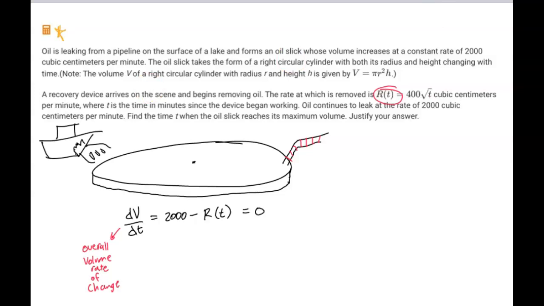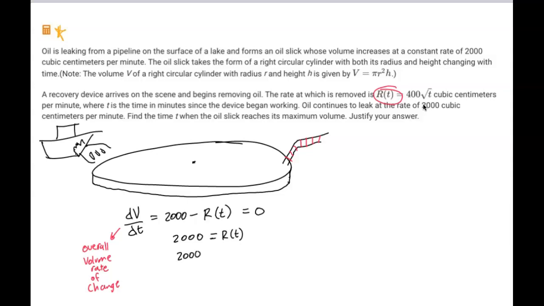Okay, so then 2,000 equals R of T, yeah? And so this is where using your calculator could be helpful. You could probably solve this by hand. I could plug in 400 root T, solve that by hand, right? You can also just use your calculator and plug in 2,000, plug in 400 root X, and find the point of intersection. Actually, it might be easier to do this one by hand, to be honest with you.